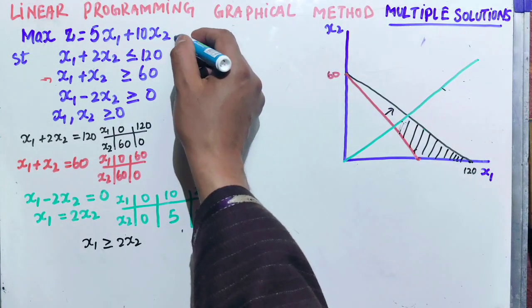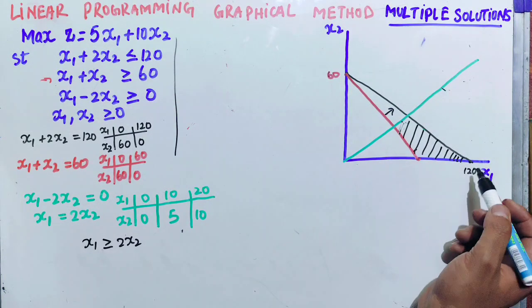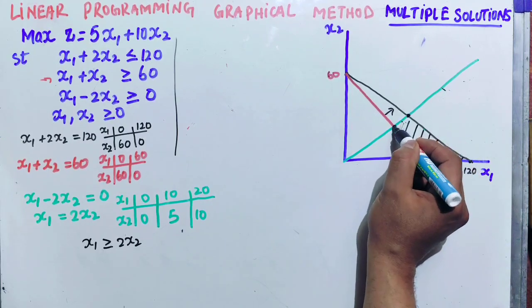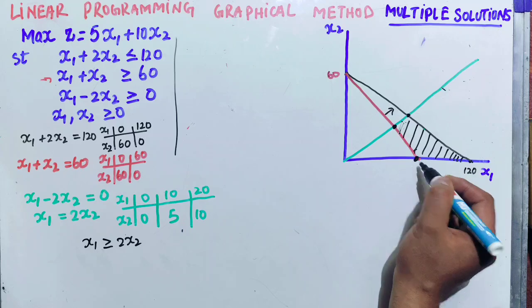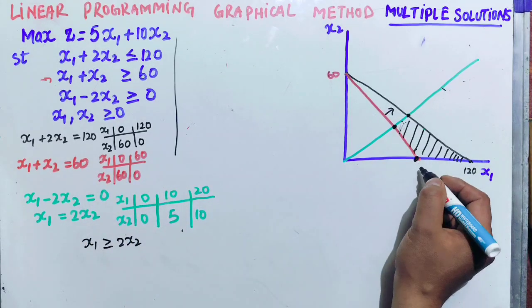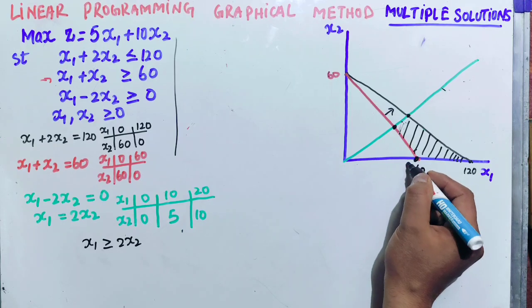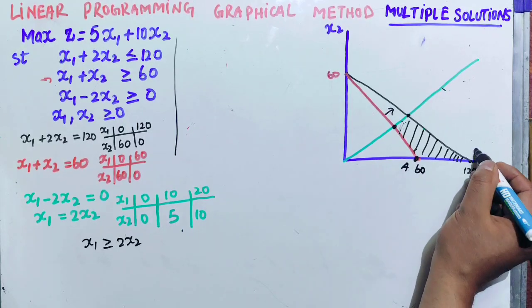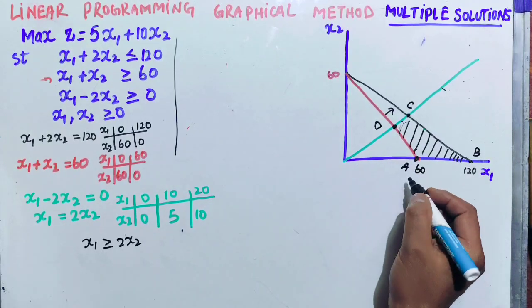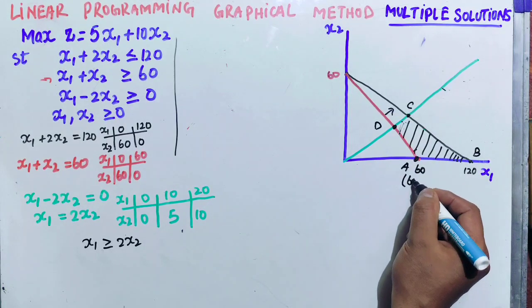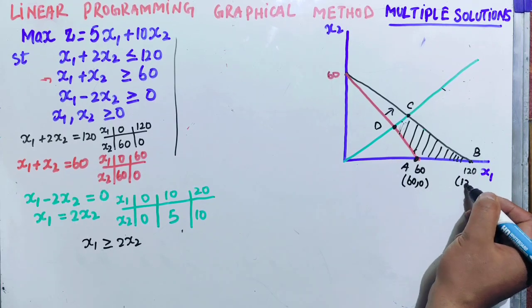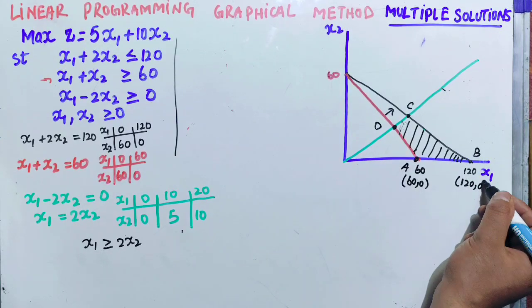Now we need to find out the coordinates, and let us write the coordinates. What were the coordinates here? So let us say this is our point. For this it was here 60. So let us say this is point A, this is point B, this is point C, and this is point D. For A we have the coordinates 60, 0. For B we have 120, 0.